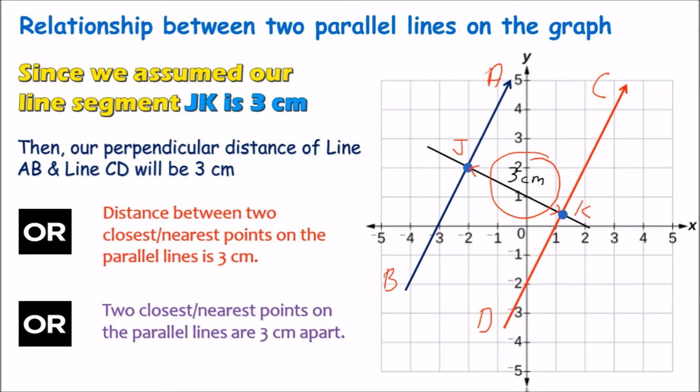And in order to find out the distance of two closest points of two parallel lines, we have to join those two parallel lines with the help of a perpendicular line and then measure our perpendicular distance, which actually means the closest distance of 2 points on two parallel lines. And that is exactly what we did in our video. And in our case, our points are J and K, and the closest distance between our points J and K is 3 cm, which is also the perpendicular distance of these two parallel lines.